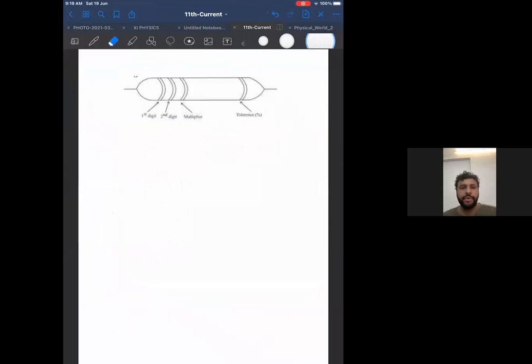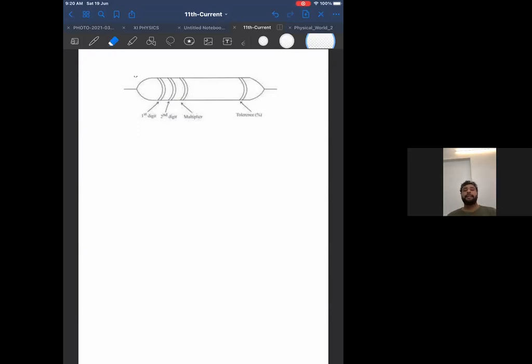When someone gives you a resistor, and they ask you how to find the resistance of that resistor, you will have to see the color on the resistor and you have to tell the resistance of that resistor.